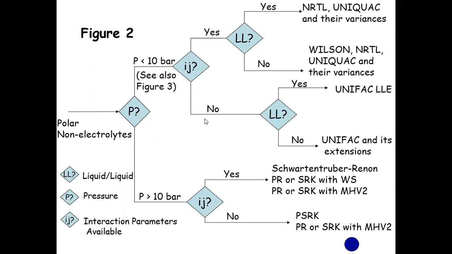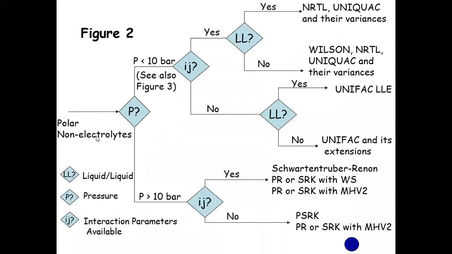And similarly, if you don't know the interaction parameters and there is a liquid, then you need to go with UNIFAC, LLE, liquid-liquid equilibrium data, or if there is none, then you need to go with UNIFAC and its extension. So it's like a flow chart, and you need to see your compounds that you are working with and pass it through, or test it through this flow sheet, and then you will be able to come up with some good choice.